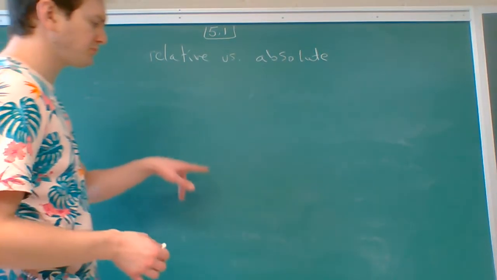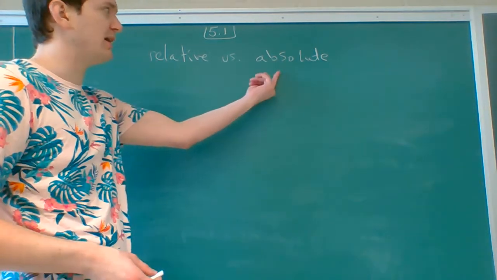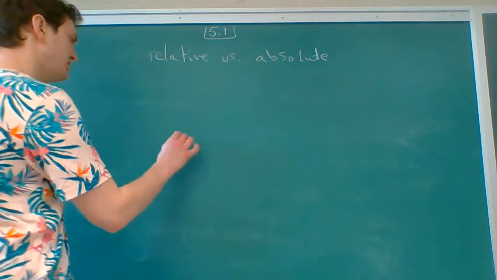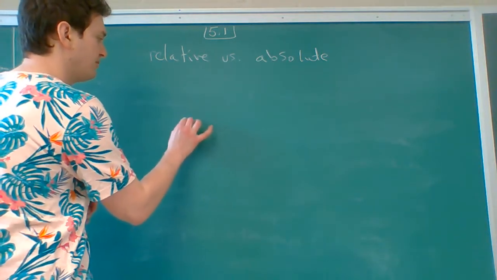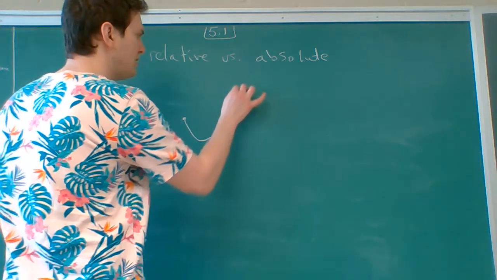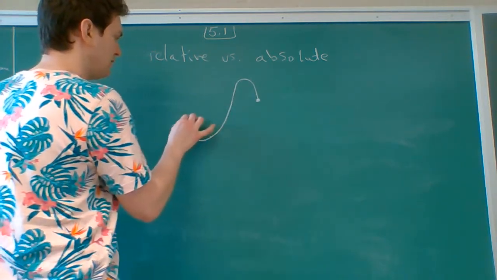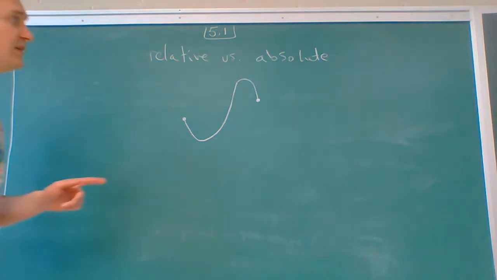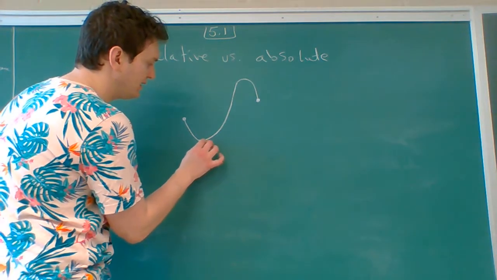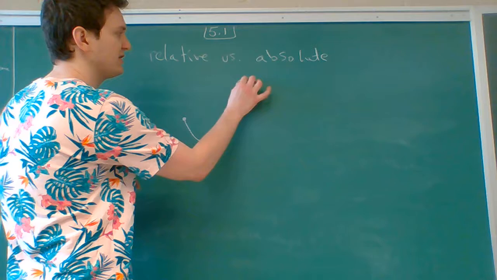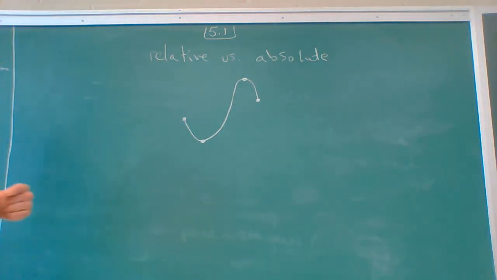Okay, so absolute max and min do not have to be at endpoints, so let me just draw an example of that. I don't want to mislead you. Maybe something like this, where I know that this point down here is going to be a point of interest, and this point up here is going to be a point of interest.